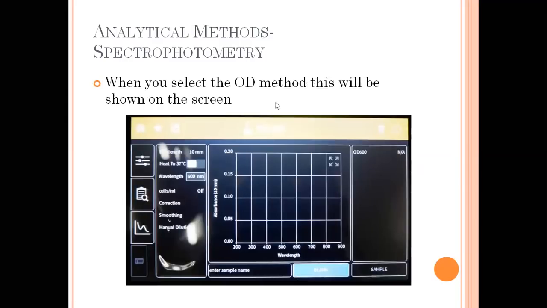So when you select the OD method, again, this will be shown on the screen. So ayan na yung na-discuss ko kanina. So again, you have the blank button, the sample button. Enter the sample name and the different parameters. So we have there the path length, the manual dilution if ever you perform or you want to perform a dilution, smoothing, correction. We have here also a graph, okay, that will show you the absorbance with the wavelength use. So makikita nyo dyan pagka nag-read na kayo. Okay?